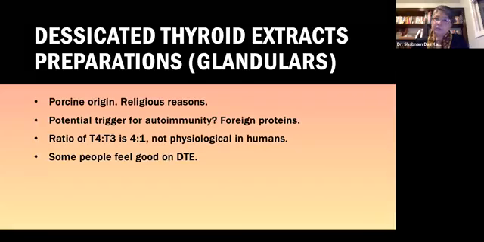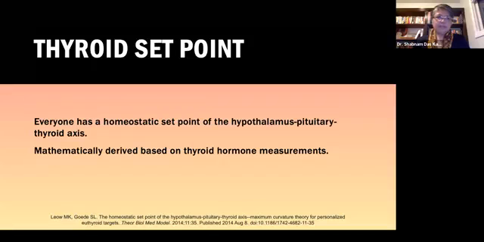But it is possible that because it's a foreign protein, it can trigger autoimmunity, though we don't have studies showing that. And like I said before, the ratio of T4 to T3 in the glandulars is 4 to 1, which is not, again, physiological in humans. However, sometimes patients may decide that they feel better on the thyroid extracts. So definitely you can try it out, in conversation with your patient. So it's again the art and the science of the practice.